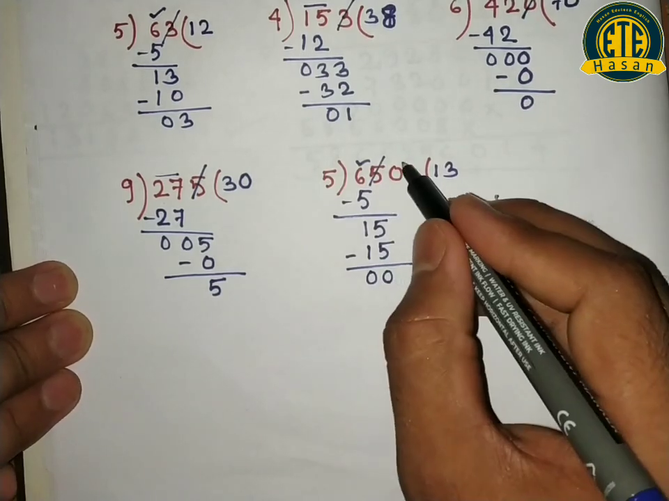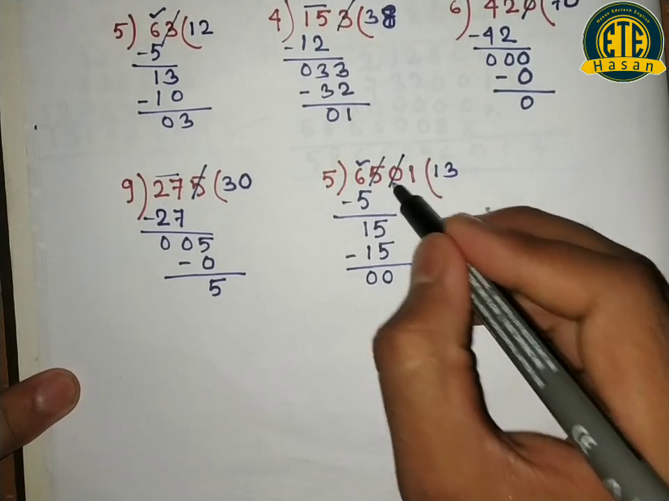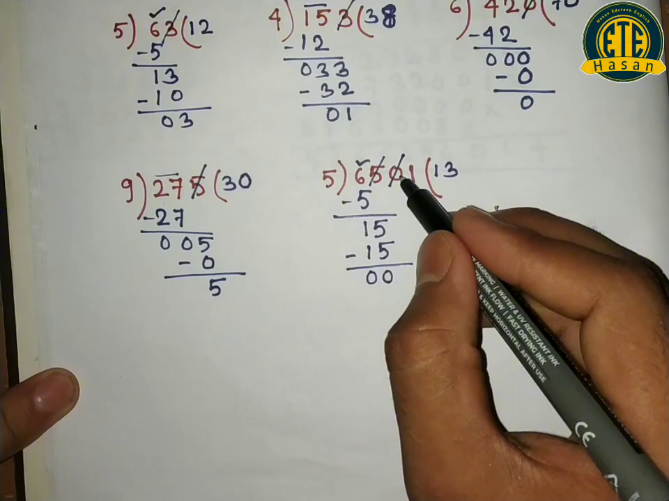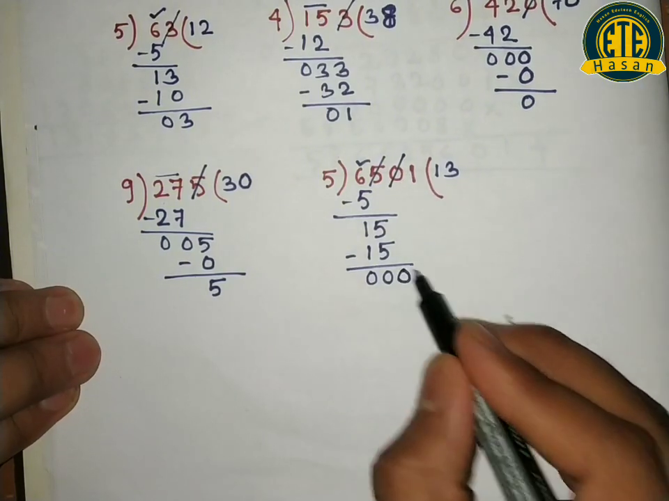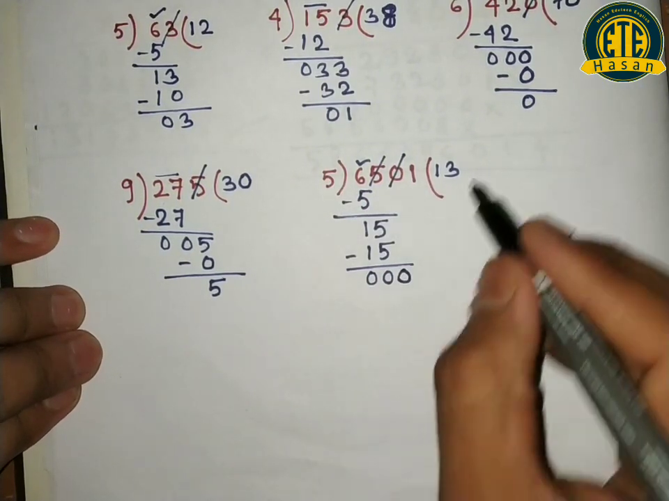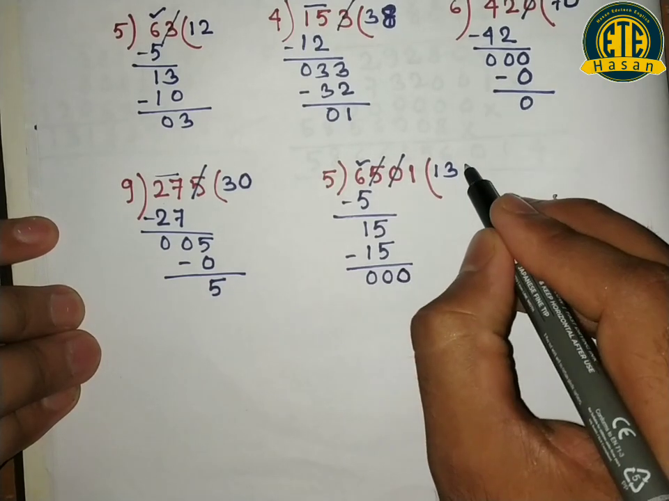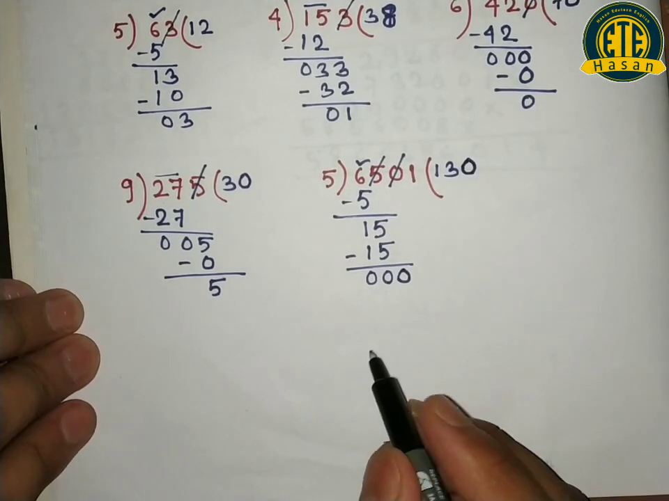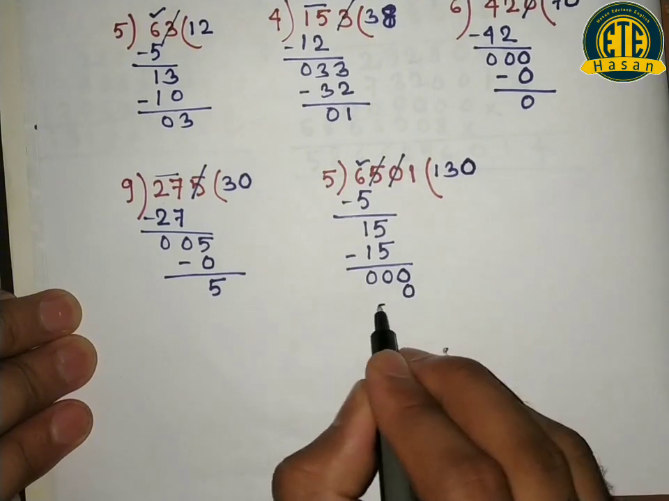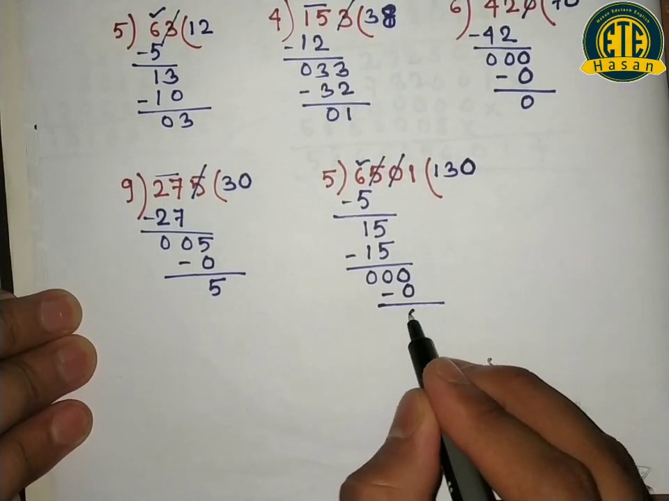After subtracting I will note down this 0 from the dividend to here. Now count how many times 5 is less than or equal to 0. I will count 0 times. 5 zeros are 0. 0 minus 0 is 0.